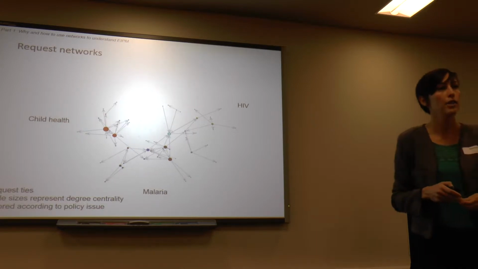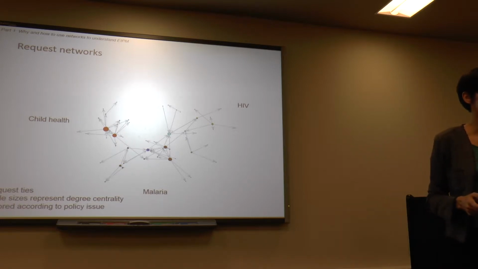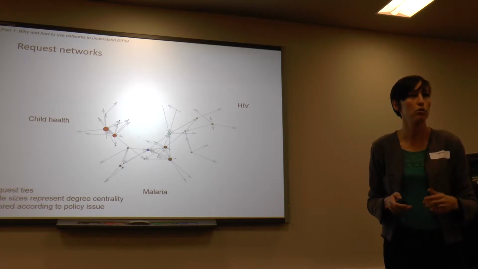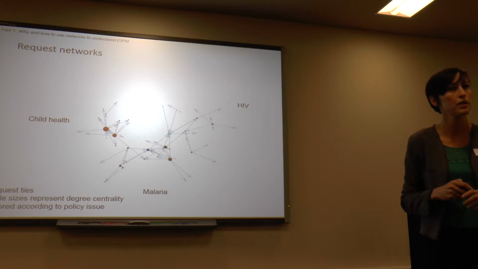And last, we have the network of request ties. So this network is even less dense than provision. So fewer people are requesting evidence compared to providing it. Okay. Any questions before we move on about the graphs?